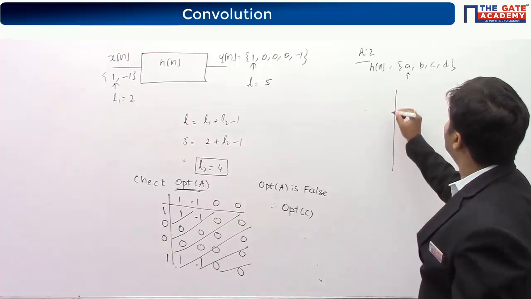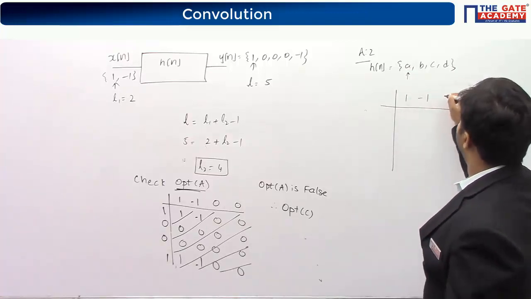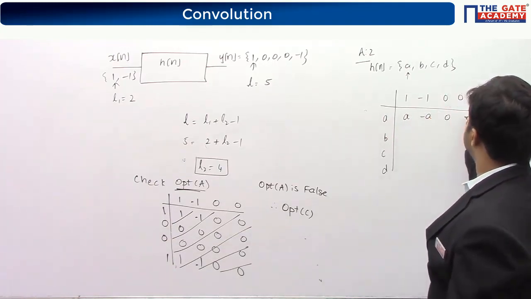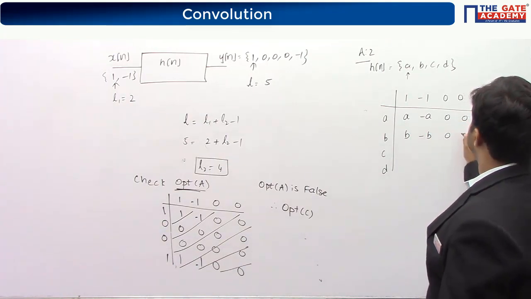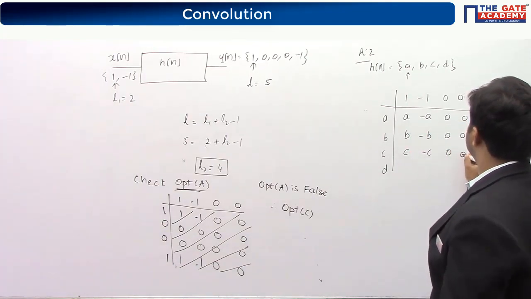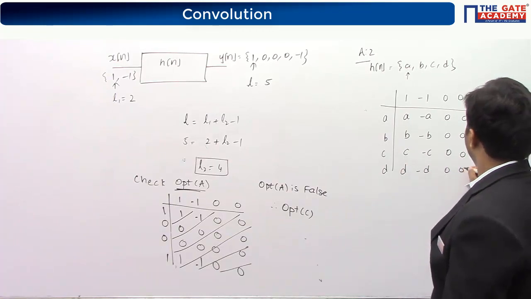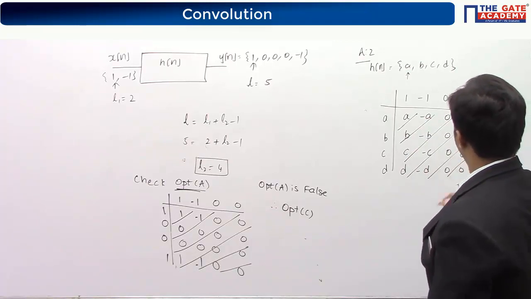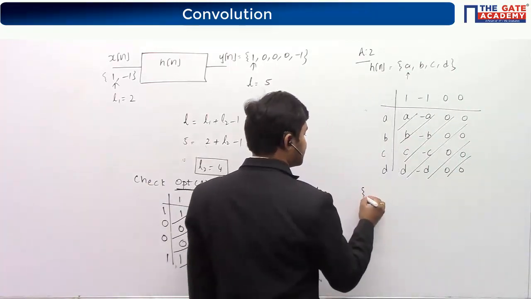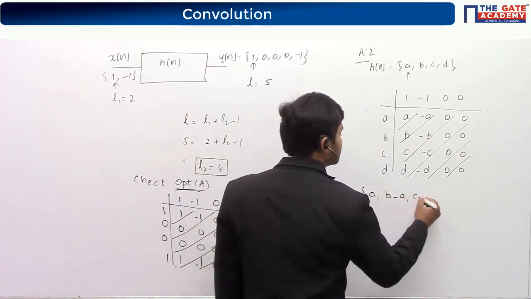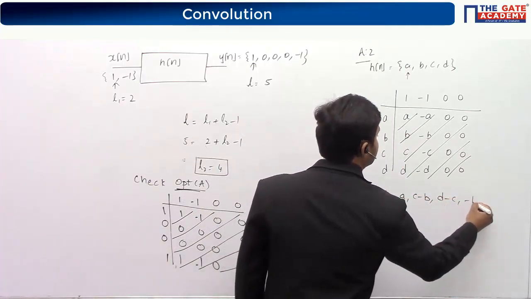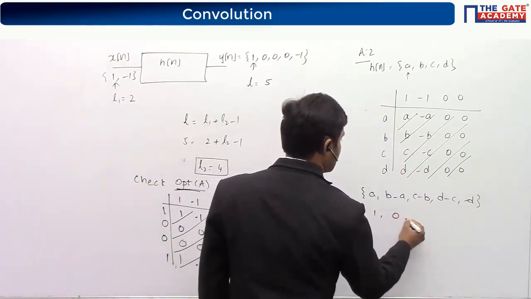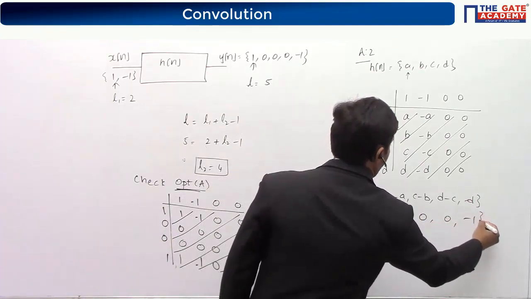Now again we can go by the tabular method. 1 minus 1 0 0, A B C D. So you'll get A here, minus A 0 0, B minus B 0 0, C minus C 0 0, D minus D and 0 0. So what you will be having here is A, then B minus A, C minus B, D minus C, minus D, which is equal to what? 1 0 0 0 minus 1.